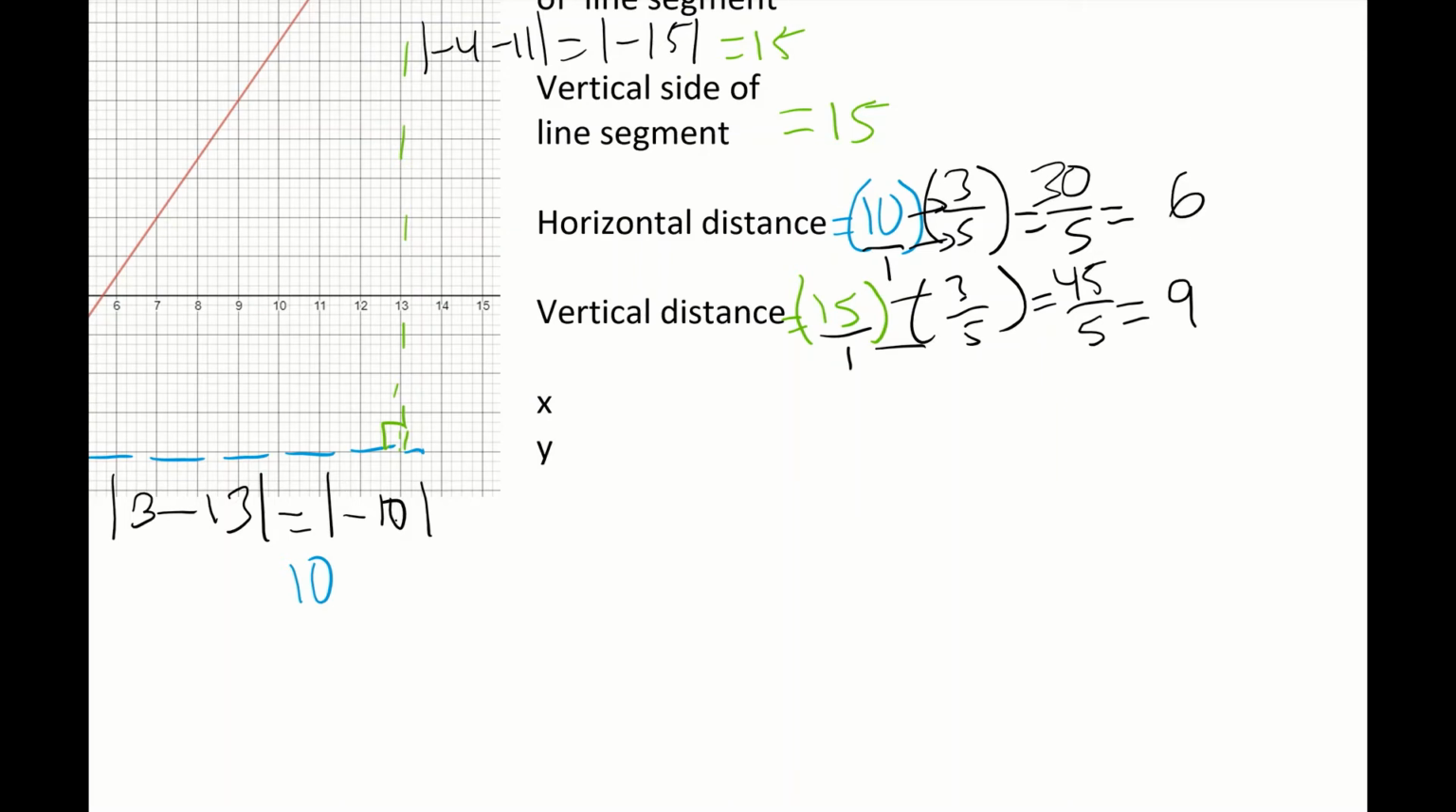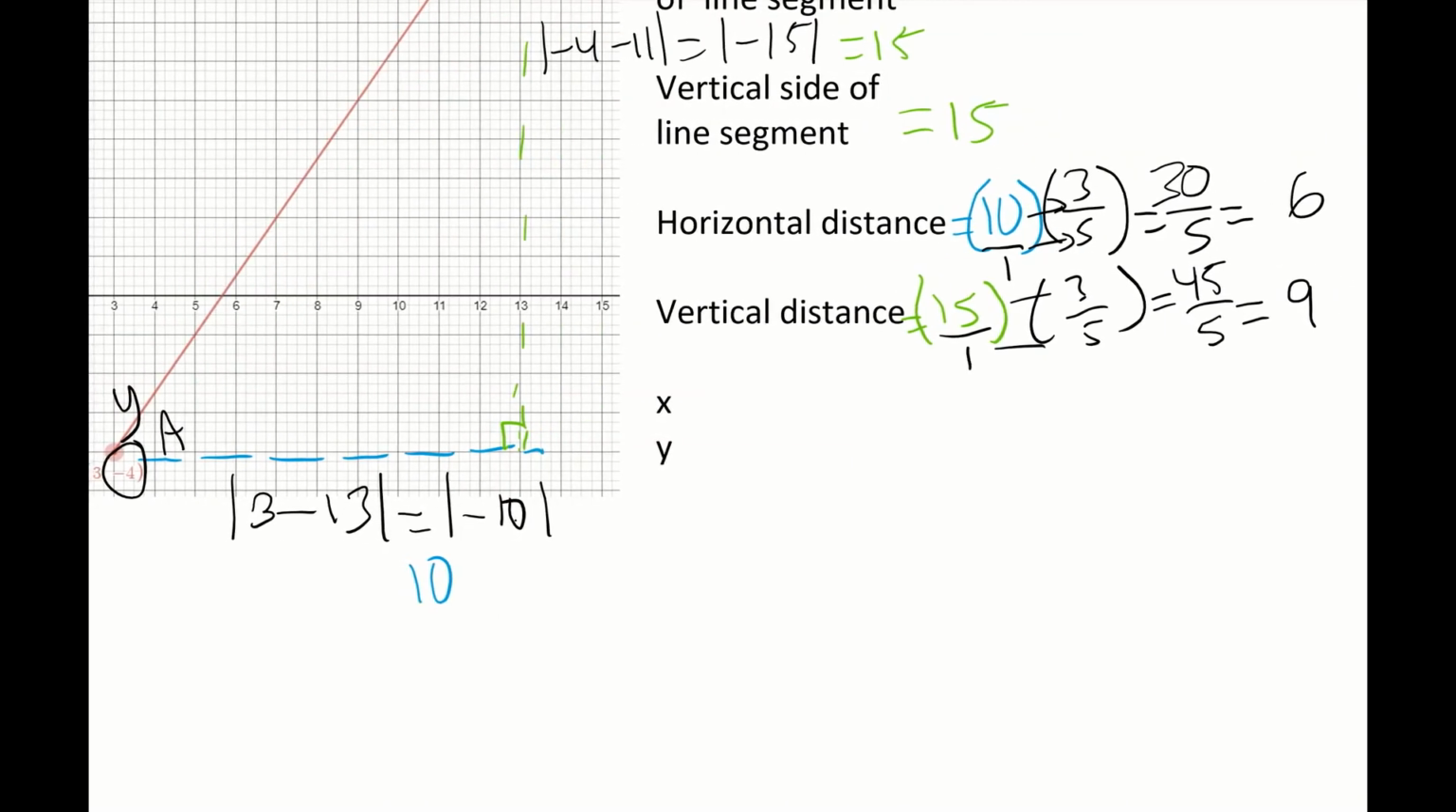All right, so that's my horizontal and my vertical distance. So now we're going to say x equals the horizontal distance, which I'm going to color code.